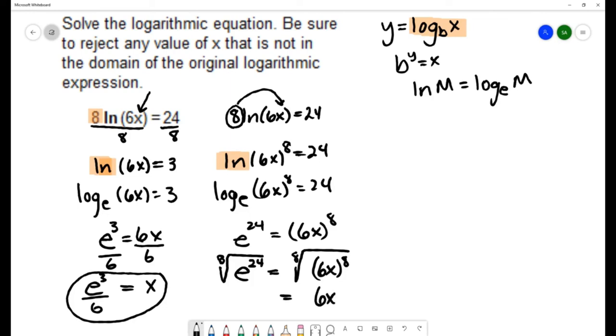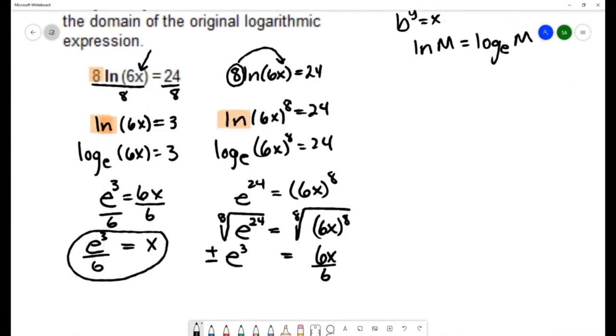But because these are even powers, I'm going to get a plus or minus on the other side of the equation. The 8th root of e to the 24th will be e to the third power. And we know that because 8 goes into that power of 24 3 times. So finally, we can get x by itself by dividing by 6 on both sides, and we have x equals plus and minus e to the third over 6.